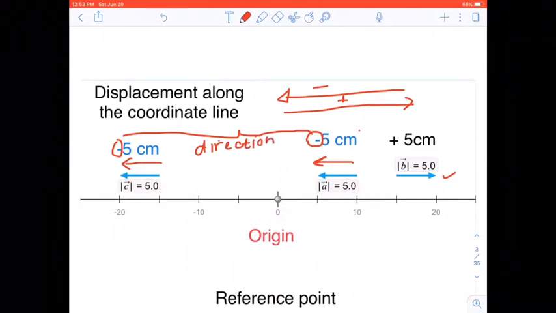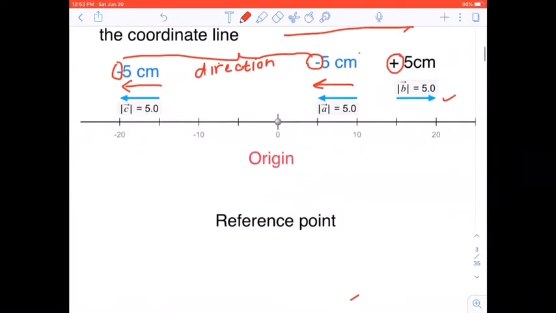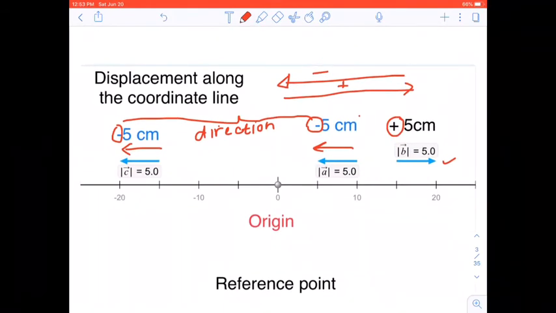Important. Here, this positive sign gives you direction. Now, what you need to be careful about is that the displacement signs give you direction. But let's look at this. This is saying that you've got a displacement that is in a negative direction, but is on the positive side of the coordinate.